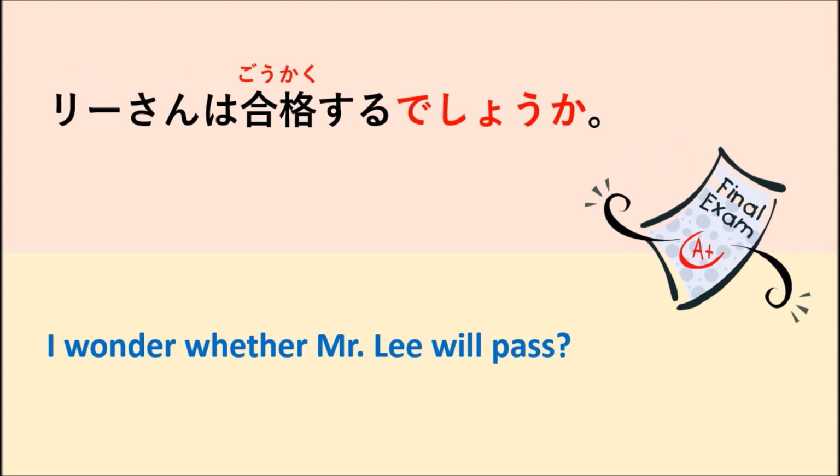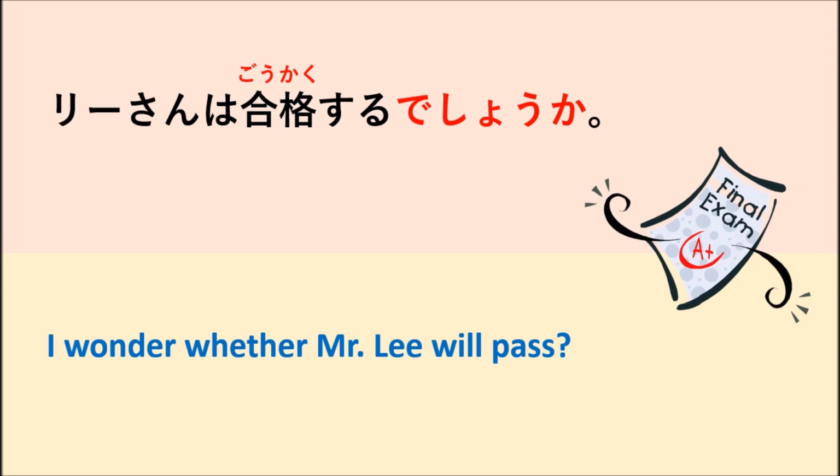And let's see the next example. Here we have an example like this. Lee san wa gokaku suru deshou ka? Lee san wa gokaku suru deshou ka? This means I wonder whether Mr. Lee will pass. I wonder whether Mr. Lee will pass.